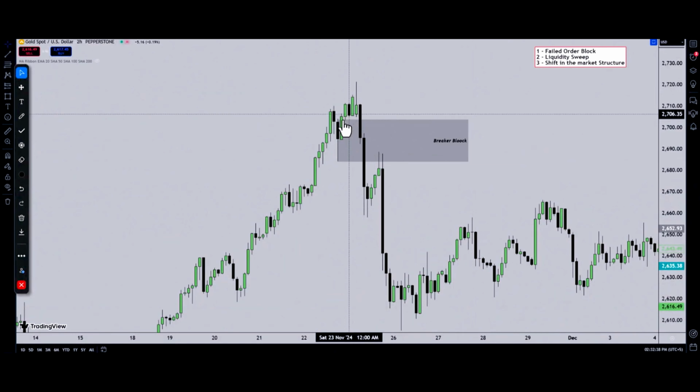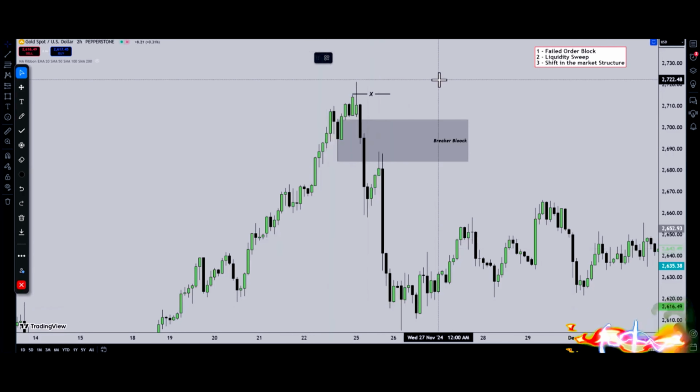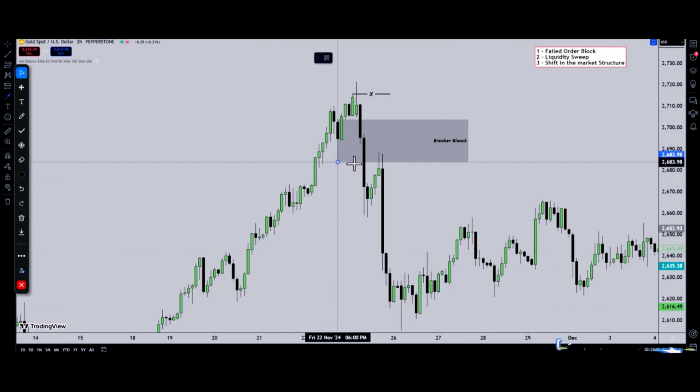Now, let's look at a sell example. The first rule is that the market must fail an order block. Here's the last order block point, and the market has aggressively broken it, meaning it failed. This creates a breaker block area. The second rule is a liquidity sweep, which the market has done by forming a wick above this area. The third rule is a market structure shift, which has occurred here. All three rules are fulfilled.